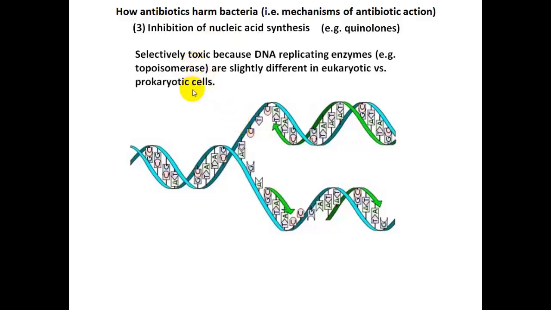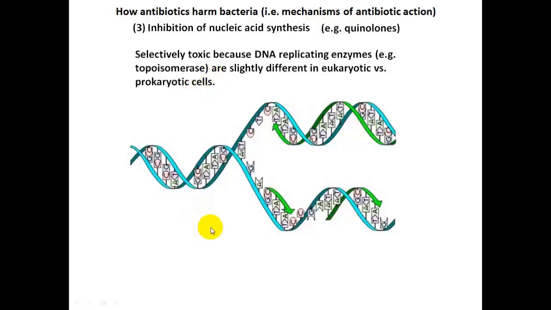So let's say that here. This class of antimicrobial drug, or antibiotic in this case, is selectively toxic because the DNA replicating enzymes, for example, topoisomerase or gyrase, are slightly different in eukaryotic cells than in prokaryotic cells.